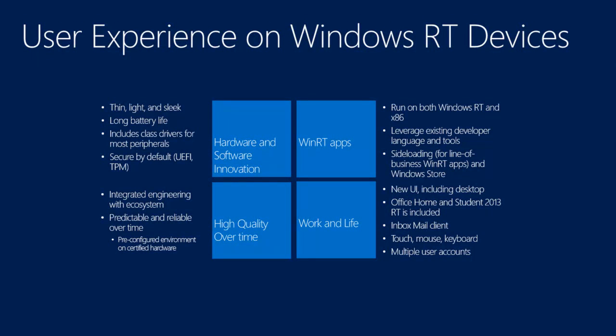Included in the operating system, obviously, is the UI. There is a desktop environment, which is fairly complete, which you've probably figured out. You can open a command prompt, you can open up PowerShell, all the traditional things in Windows you can find. There is a copy of Office Home and Student included. There is an inbox mail application included, along with a variety of other inbox applications. It does fully support touch, mouse, keyboard. You can create multiple user accounts. They can be local accounts. They can be Microsoft accounts. You can mix and match those however you choose.